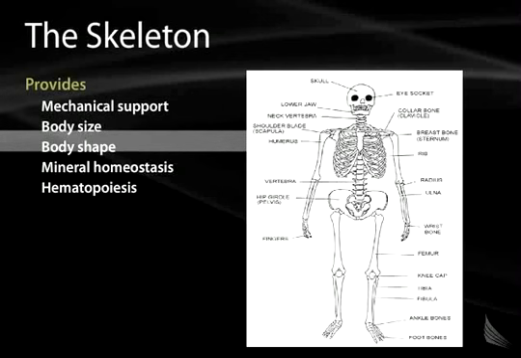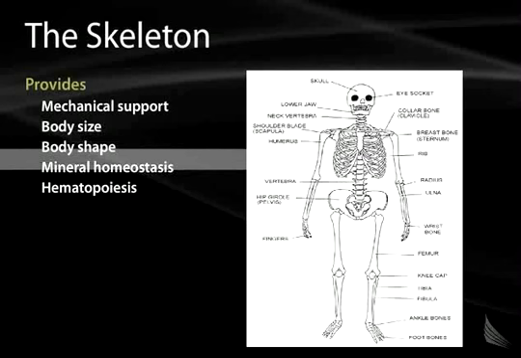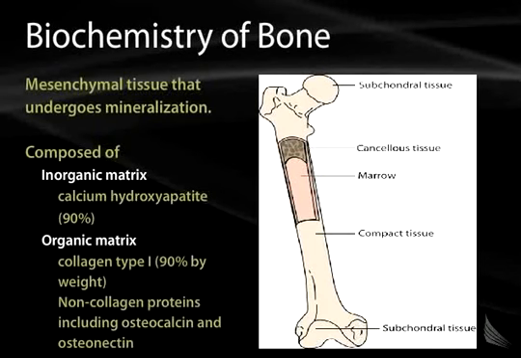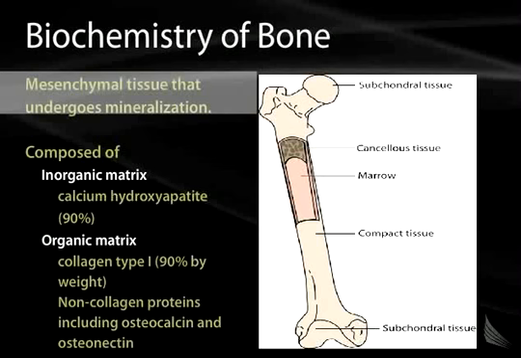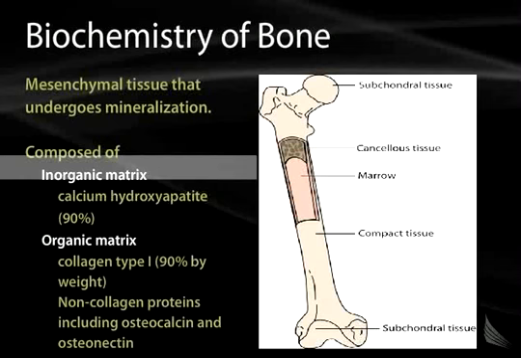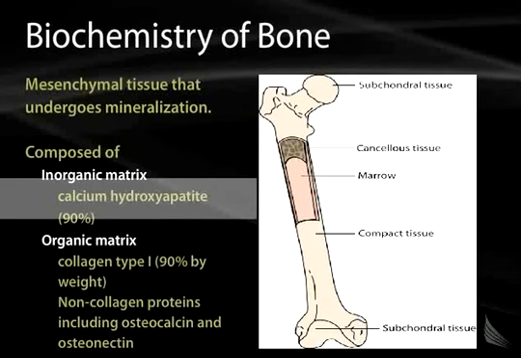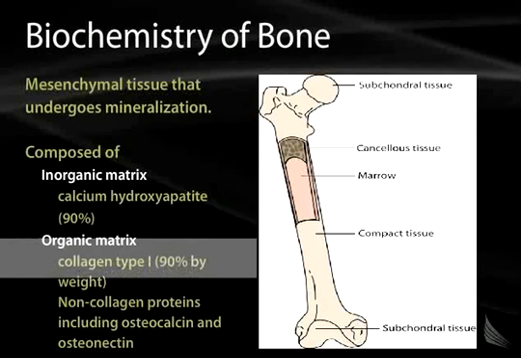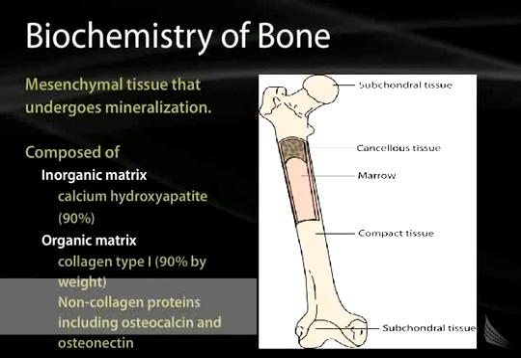And then some things people don't often think of is it's extremely important in mineral homeostasis and also in the development and maintenance of hematopoiesis. Now, the biochemistry of bone can be dealt with very simply as a brief review prior to discussing infections and tumors of bone. Bone is essentially mesenchymal tissue that undergoes mineralization. It is composed predominantly of an inorganic matrix that, not surprisingly, is made up predominantly of forms of calcium, particularly calcium hydroxyapatite. And then there's an organic matrix that's made up of type 1 collagen and non-collagen proteins, including things such as osteocalcin and osteonectin.